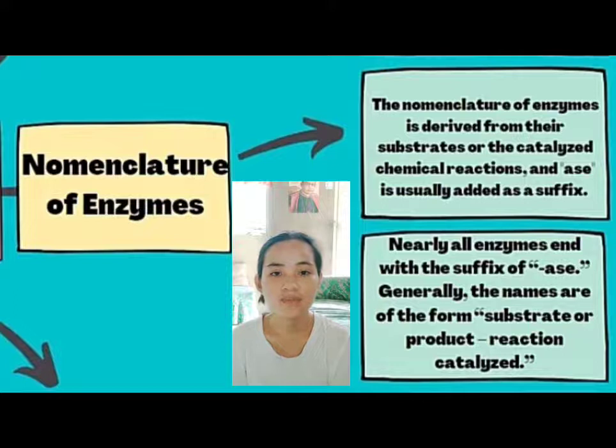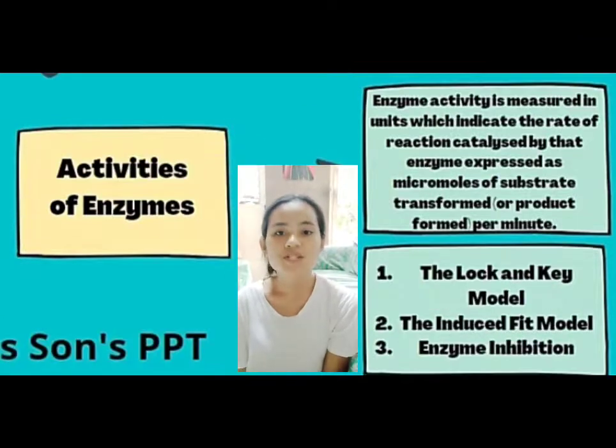The nomenclature of enzymes is derived from their substrates or the catalyzed chemical reactions, and ASE is usually added as a suffix. Nearly all enzymes end with the suffix ASE. Generally, the names are of the form substrate or product in which the reaction catalyzed. So lastly, we have the activities of the enzyme. So we have here the so-called lock and key model, the induced fit model, and the enzyme inhibition.